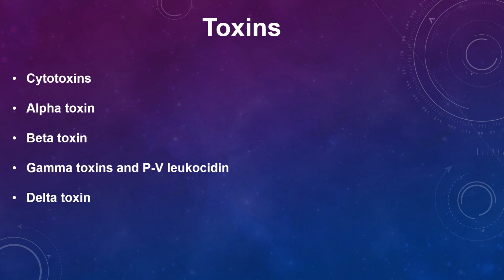The next one we're going to look at is delta toxin. This is a small protein that is cytotoxic to many cells. It can act like a detergent, damaging cell membrane bilayers, resulting in cytolysis.